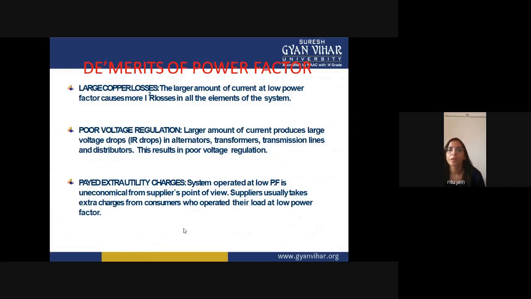Now, it incurs extra utility charges. If your system is operating at low power factor, then it is very uneconomical and you have to pay large or extra charges for utility. So a system operated at low power factor is uneconomical from the suppliers' point of view, and suppliers usually take extra charges from consumers who operate their load at low power factor. So it is very important, and it is a must, to correct our power factor.